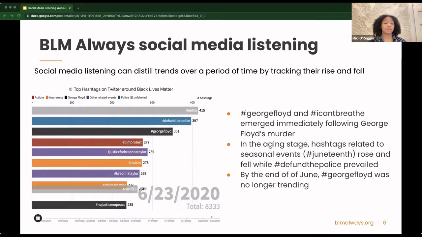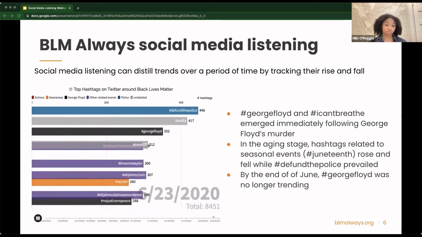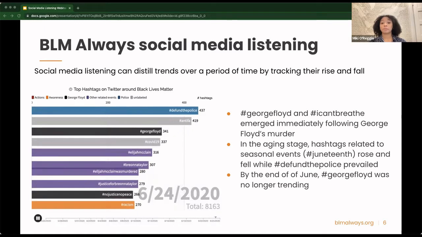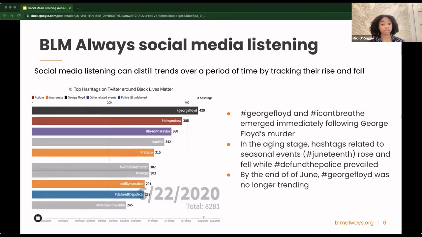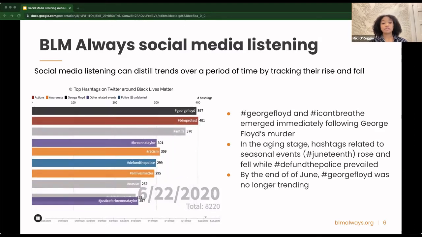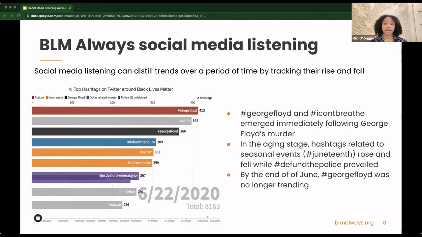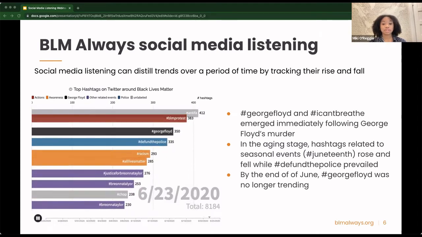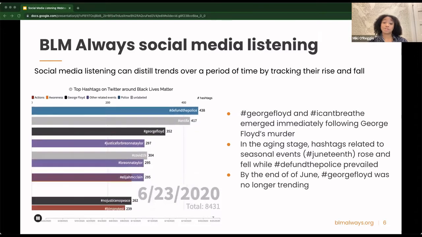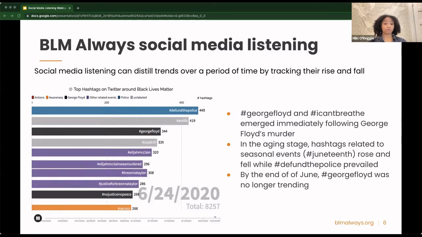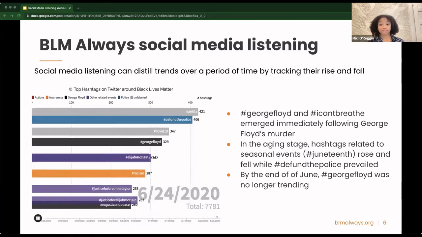What we specifically found was that in the beginning, right in May of 2020, the most popular hashtags were hashtag George Floyd and hashtag I Can't Breathe, immediately following George Floyd's murder. Then, as the movement progressed, hashtags like hashtag Juneteenth rose in popularity, but they also fell again very quickly since they were more focused around seasonal events.